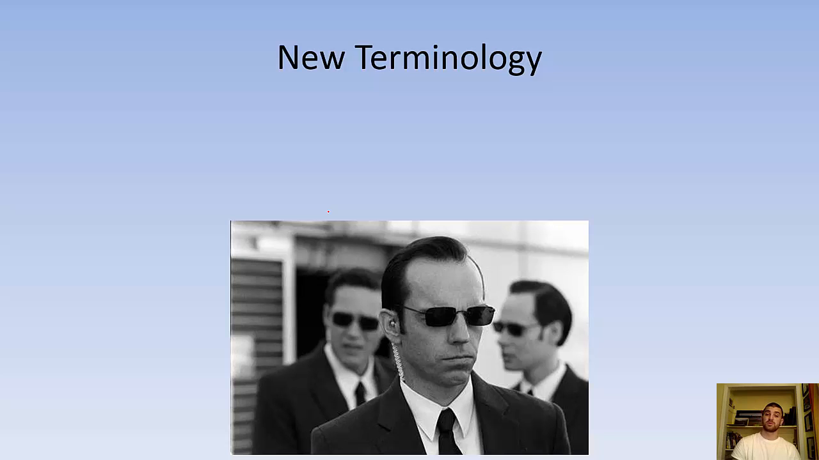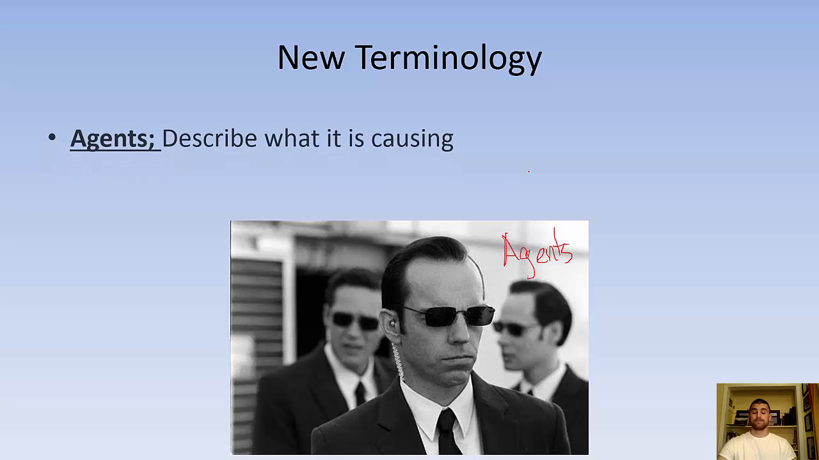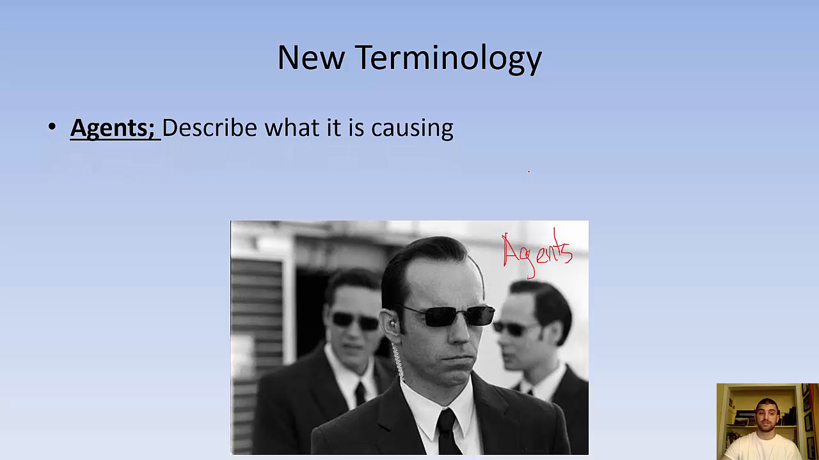All right, so I'm going to introduce some new terminology, some vocab. If you're a fan of The Matrix, you know who these are. They are the agents, right? So we're going to talk about oxidizing agents and reducing agents. But basically, if you say blah, blah, blah agent, it's describing what it is causing.